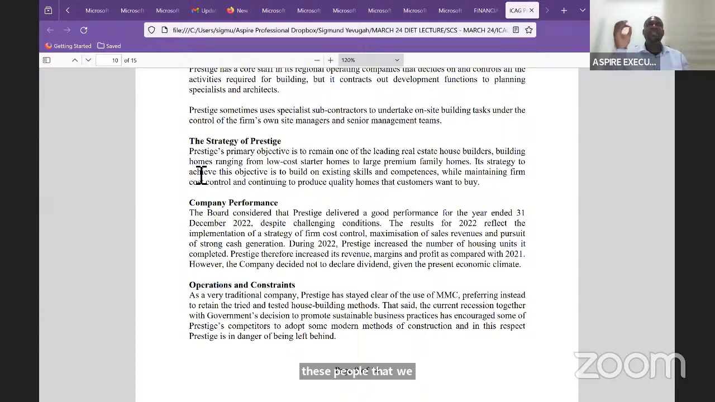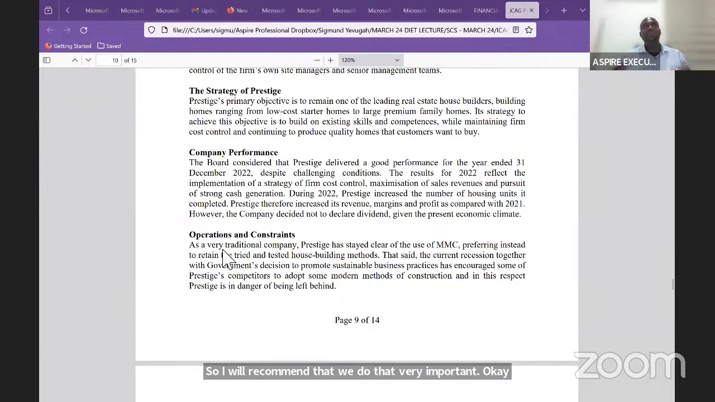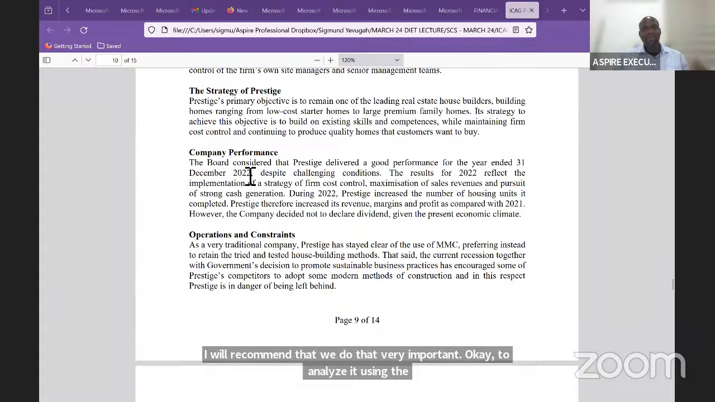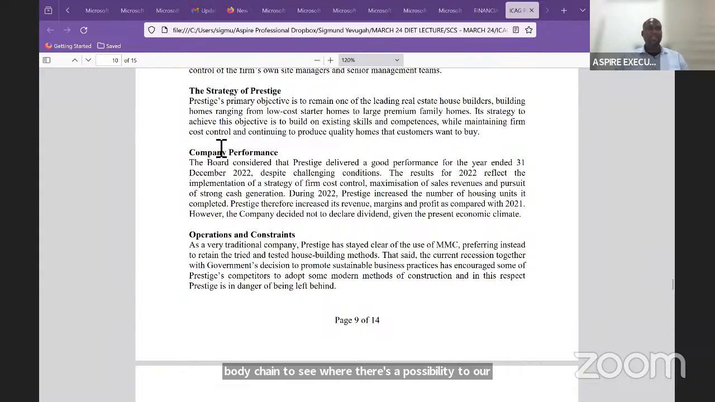Because when you do the value chain, it will tell you specifically where we are ineffective and why we must outsource those activities. So I will recommend that we do that. Very important, okay, to analyze it using the value chain to see where there's a possible need to outsource or where the company needs to improve their activities. Exactly. They also give you some information on the company's performance, which is very key. And over there, I see a clear case of a dividend policy where the company does not want to use their retained earnings. So there's a likelihood that they have a dividend policy where they pay low dividend, and they may want to finance growth using retained earnings.